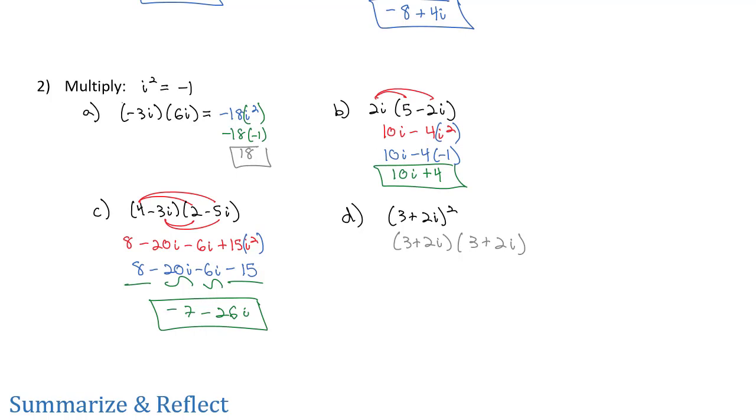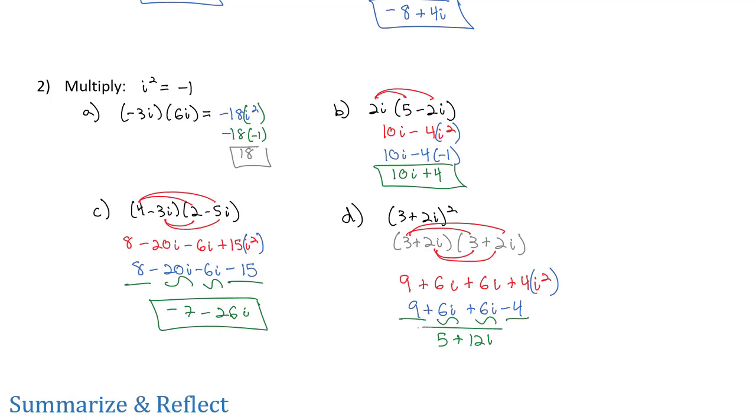So I'm going to do much like I did in the previous example, where we do 3 times 3 to get 9, 3 times 2i to get plus 6i, 2i times 3 to get plus 6i, and 2i times 2i to get plus 4i squared. Again, when we see that i squared, we know that's negative 1. So I can rewrite this as 9 plus 6i plus 6i plus 4 times negative 1, which is negative 4. Then I'm just combining like terms. 9 minus 4 is 5, and 6 plus 6 gives us 12 i's, and we've got our solution.